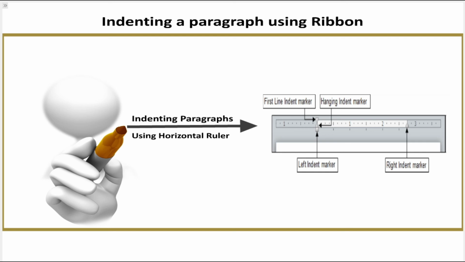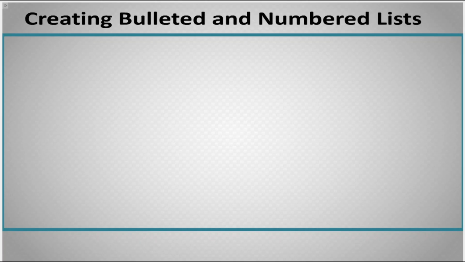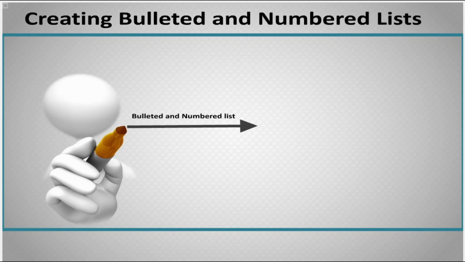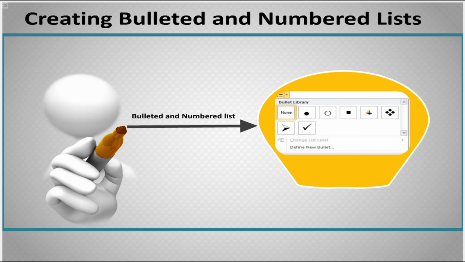Creating bulleted and numbered lists. Bulleted and numbered lists make documents easier to read and understand. When you want to emphasize items in a list in no particular order, create a bulleted list. When you want to present a sequence of information or list items by order of importance, create a numbered list.